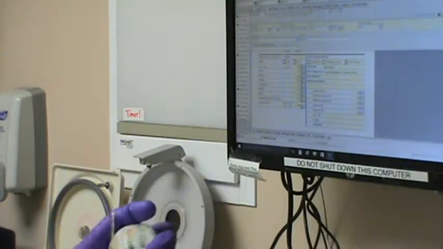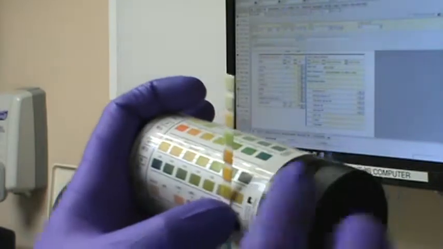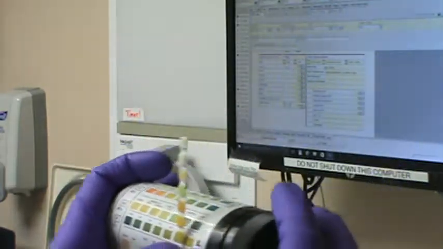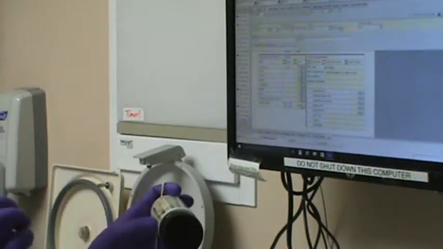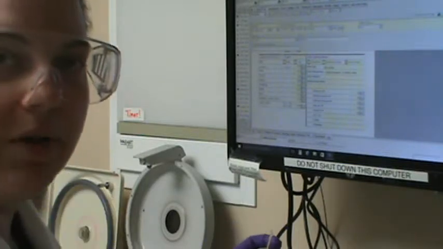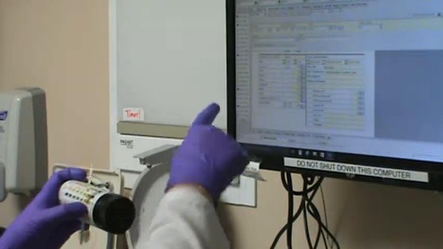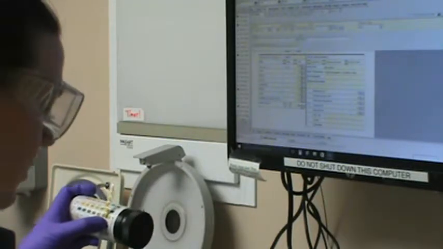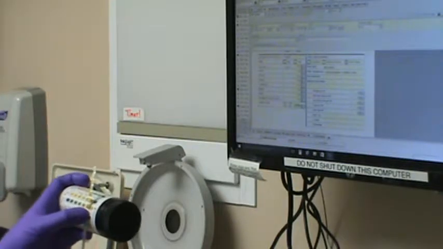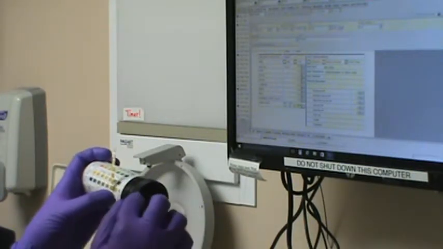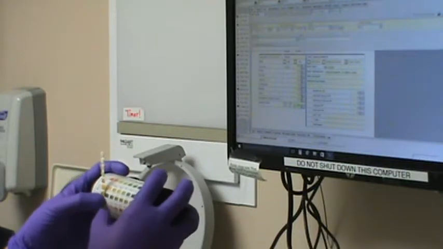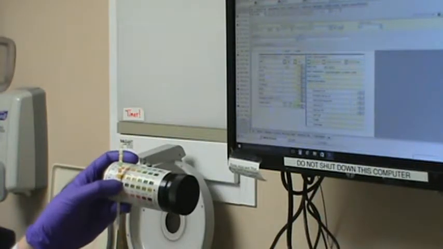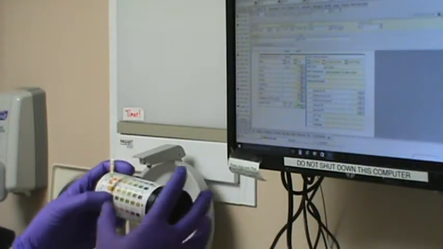On here, the color is pretty much lining up with 1.030, which actually matches what we got on our refractometer, because if you remember, we had 1.040 on the refractometer, so that matches. So for specific gravity on here, we're also just going to put 1.030, which again is a normal range for dogs. Next up, we're going to go to our occult blood level, which is negative. So over here for blood, we're going to leave it at 0 because it's negative.